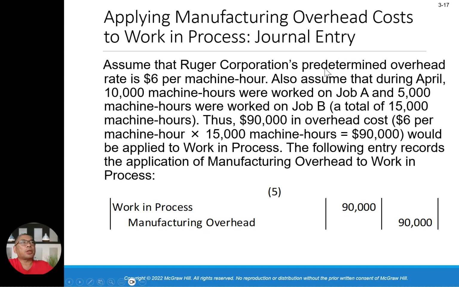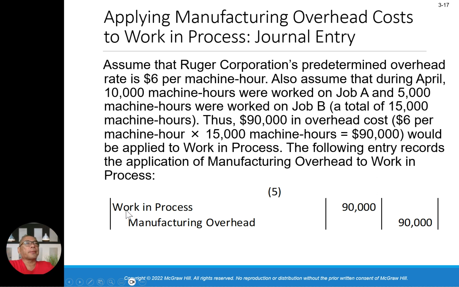Okay, assume the Rogers Corporation's estimated overhead for job A is based on 5,000 machine hours. The corporation's predetermined overhead rate is $6 per hour. Assume that during April, 10,000 machine hours worked on job A and 5,000 machine hours worked on job B, so a total of 15,000 machine hours. So the total is 90,000 overhead cost: $6 per machine hour times 15,000. So how are you going to get that? $6 is predetermined, and you got 15,000 from 10,000 plus 5,000. So your total is 90,000.